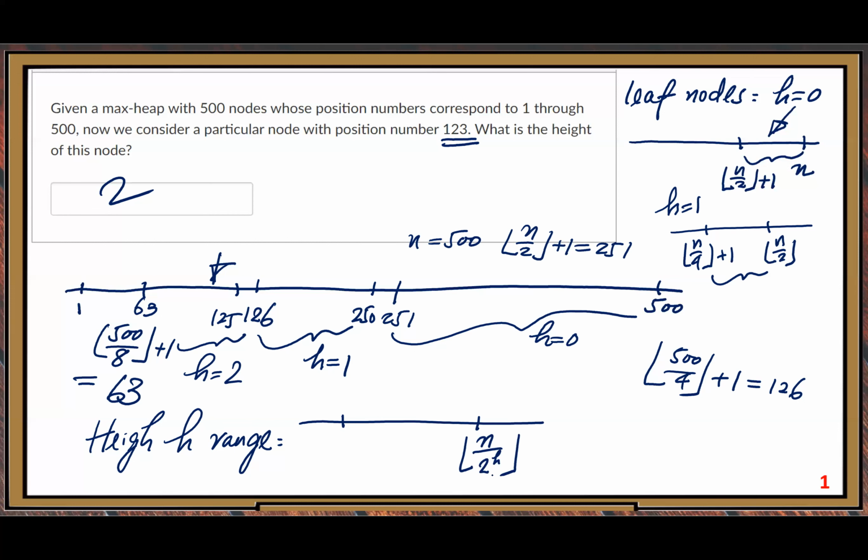Right? Upper bound is this. Lower bound, how about that? That is the height h range. This is the general formula. So if you know this one, you can answer many questions about height h. It corresponds to height h nodes. All right, this question.